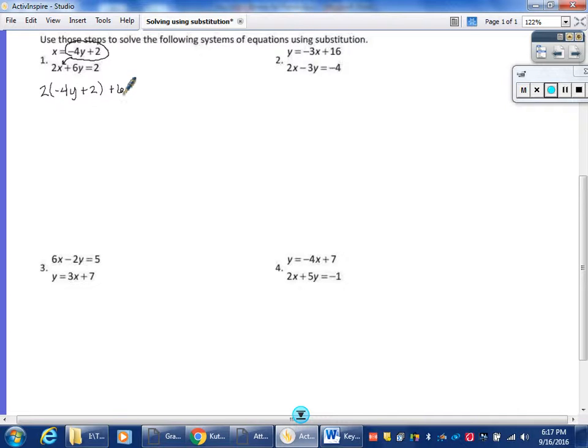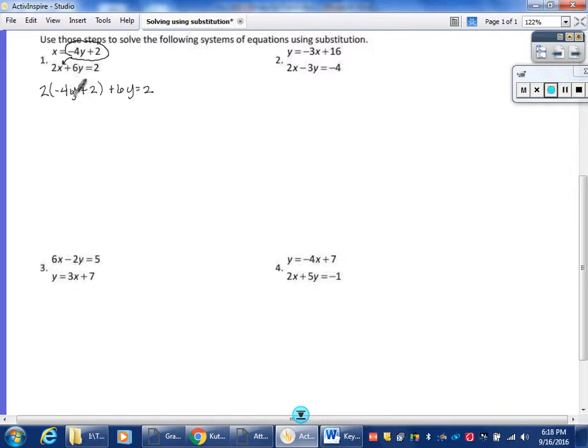The plus 6y that comes from this equation is equal to 2. Okay, and so it is very, very important to put this -4y plus 2 in parentheses. If you don't, you are at risk of forgetting to multiply this 2 times the 2 over here, and you are also at risk for sign issues if there were a negative sign out in front. So please remember to do that.